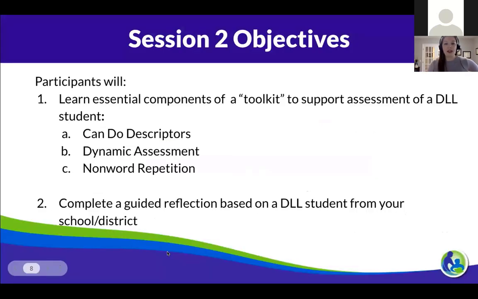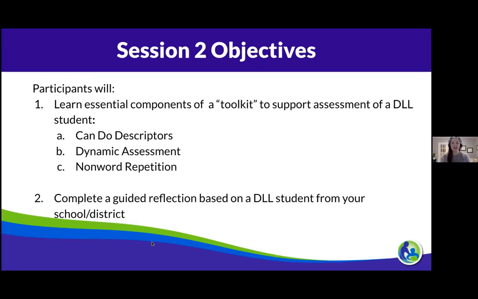Okay. So today we're going to build your toolkit a little bit more. We're going to add to it. So we want to make sure that you are leaving with resources and examples that are truly applicable to you. So I really try to offer you things that you can walk away even back to the office tomorrow and start using some of these tools should you find yourself a miss an eval for a dual language learner.